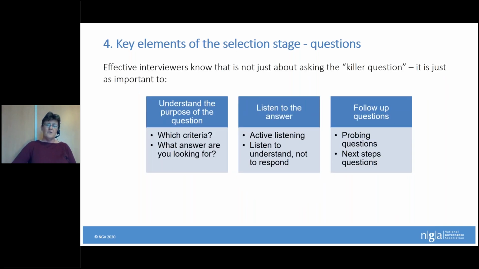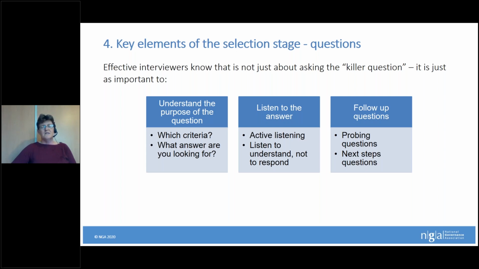It's always about the questions and why you're asking them. So it's really important when we decide what questions we're asking and which member of the panel is going to ask them, that we understand the purpose of that question. Which criteria does it link back to? And what are the answers that you're looking for?